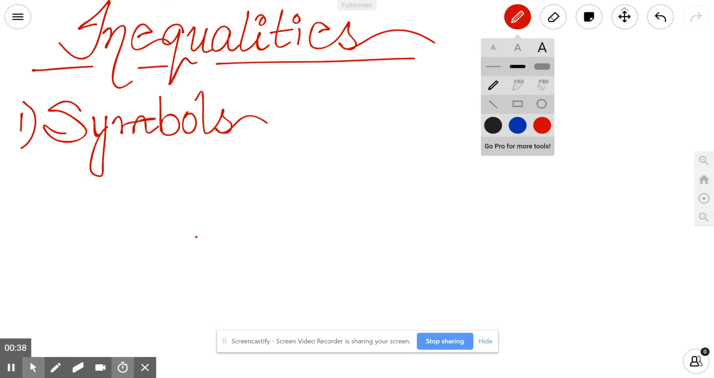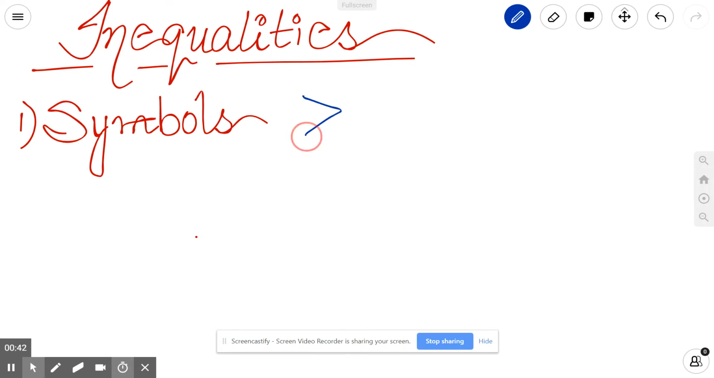So there are basically four symbols in inequalities, which are greater than, less than, greater than equal to, less than equal to. Now these are equal to because they have a little equal to sign under them.